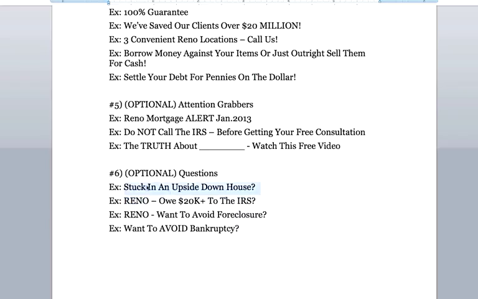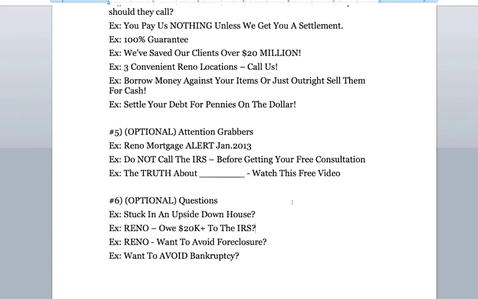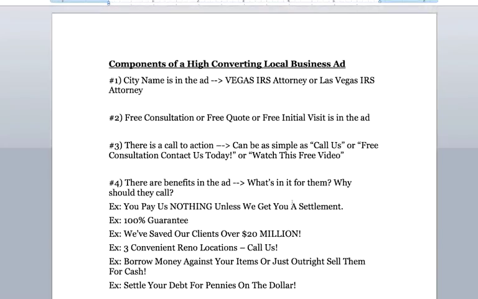If you have a good question, like stuck in an upside down house, or want to avoid bankruptcy, or want to avoid foreclosure. A lot of the big pitch for bankruptcy attorneys is want to avoid foreclosure. A lot of people who do debt settlement, their angle is want to avoid bankruptcy, right? So if there's a question you can fit in there, that could be a good thing to split test as well. But again, you want to split test 3 different ads, see which one is the top performing, and I'll make this little cheat sheet available for you as well.